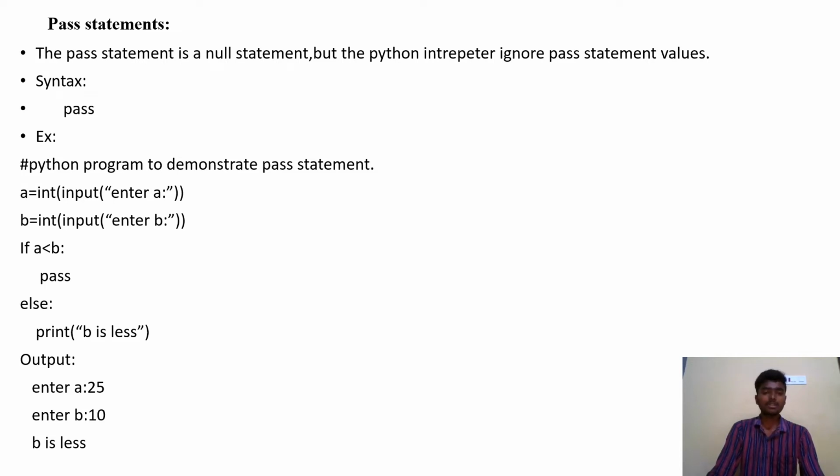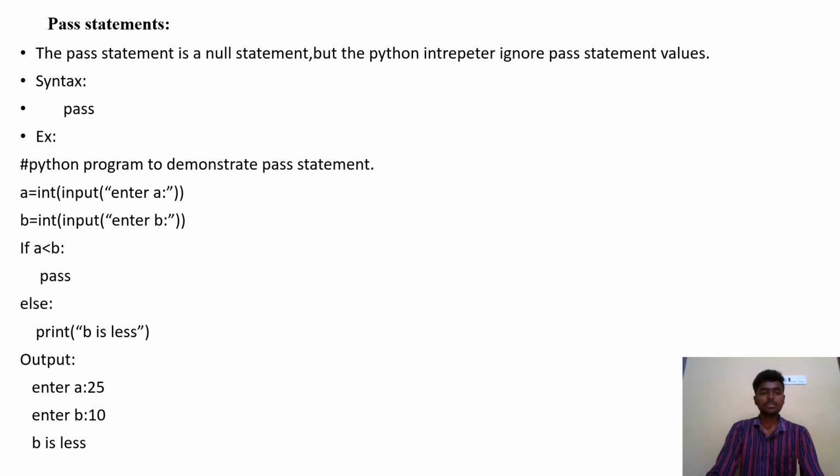Let us consider one example, and give the values through the keyboard. a is equal to int of input of enter a. For that we follow separate syntax. b is equal to int of input of enter b. If a less than b, pass, else print b is less.